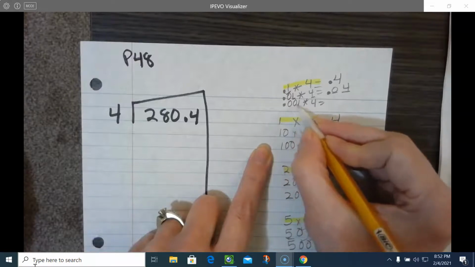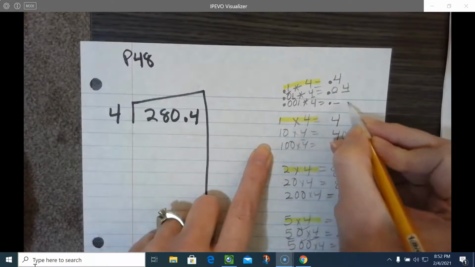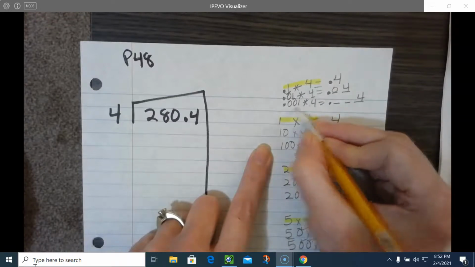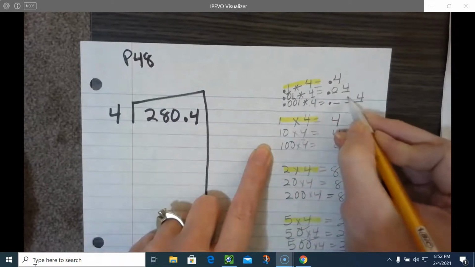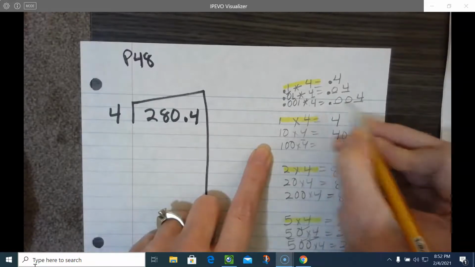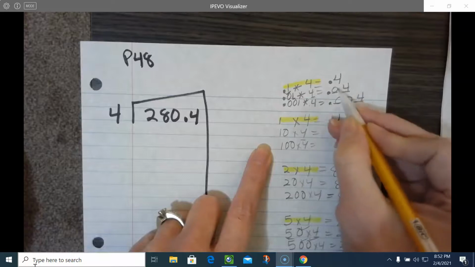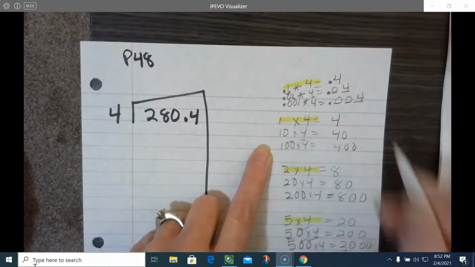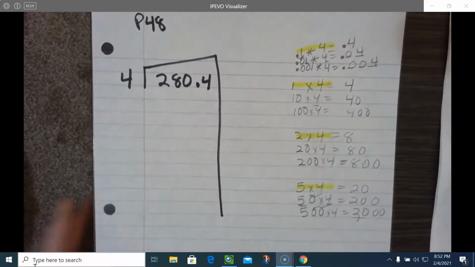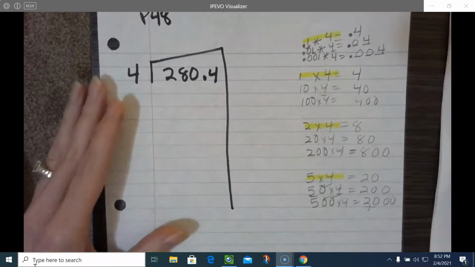For this one, I need 3 spaces, 1, 2, 3. The 4 times 1,000th is going to go all the way over here, and then I mark those zeros actually in front of where the 4 is. So now I've got 4/10ths, 400ths, and 4,000ths. Now I'm all set to do the same exact process that I did last week. So let's go ahead and begin.